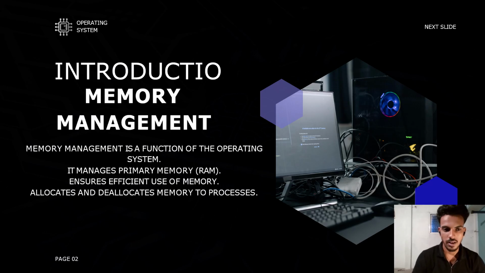Introduction to memory management. Memory management is a function of the operating system. It manages the primary memory, RAM, and ensures efficient use of memory, with allocation and deallocation of memory to processes. Let's look at the next slide.